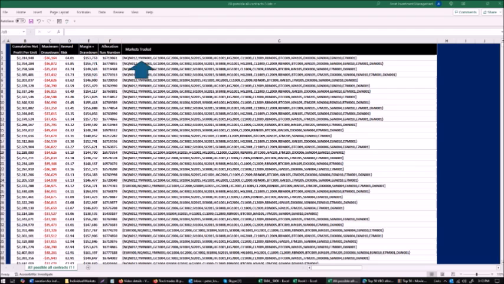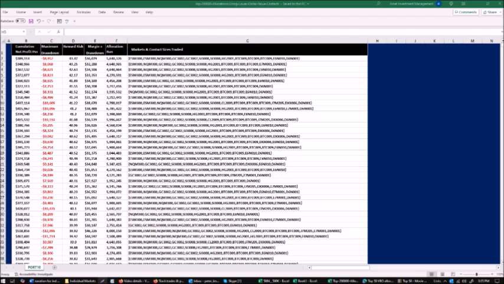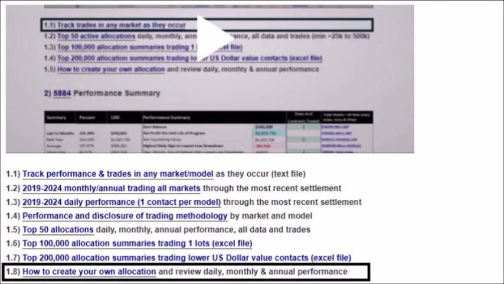Markets and models traded in the allocation, enabling you to enter them into any spreadsheet and review daily, monthly, and annual performance. 1.7. Top 200,000 allocations trading multiple contracts with lower valuations and margin requirements. In other words, micro and mini contracts. This spreadsheet is set up the same way and provides the same information trading multiple contracts with lower valuations. 1.8. How to create your own allocation and immediately review daily, monthly, and annual performance.